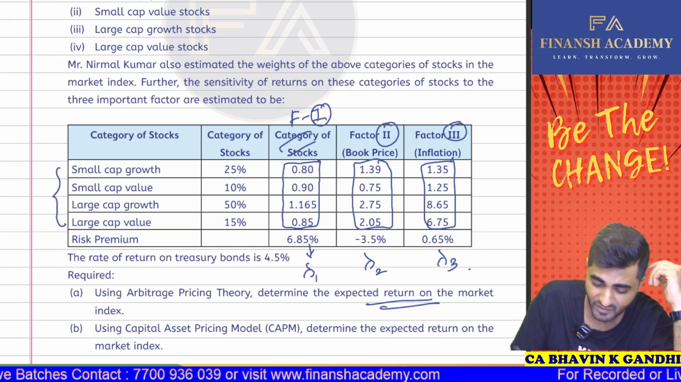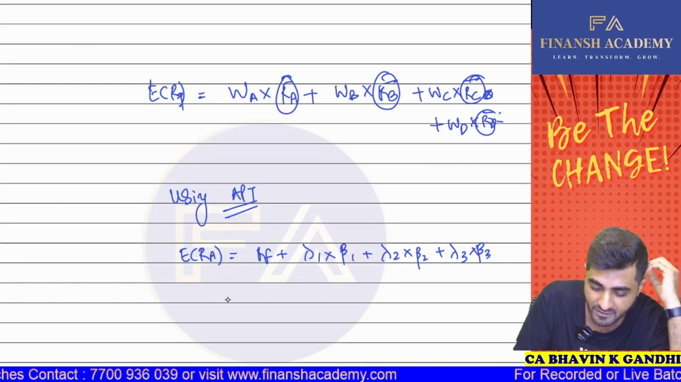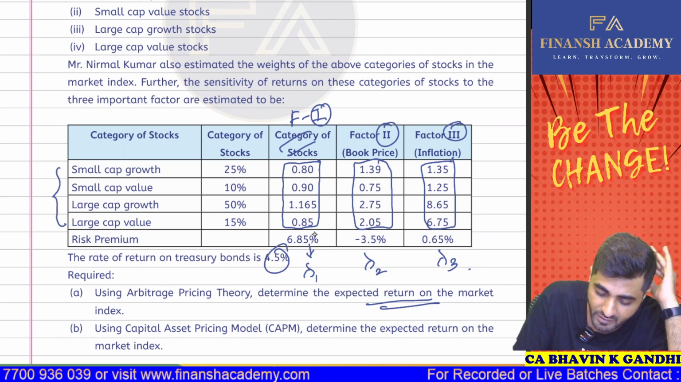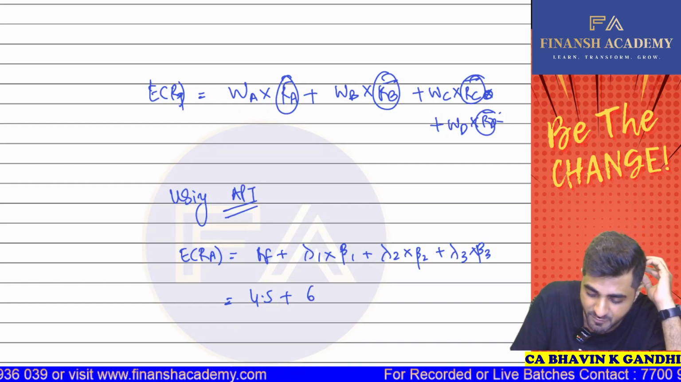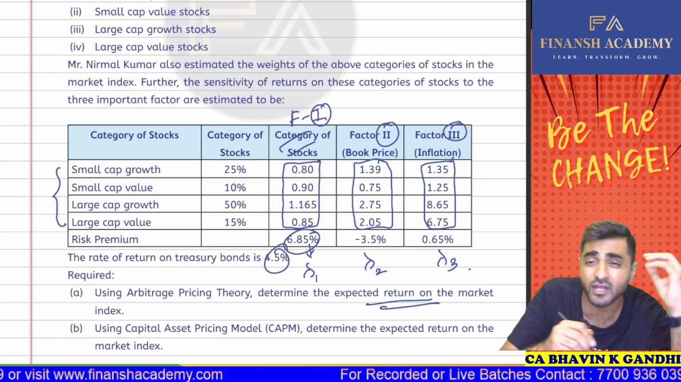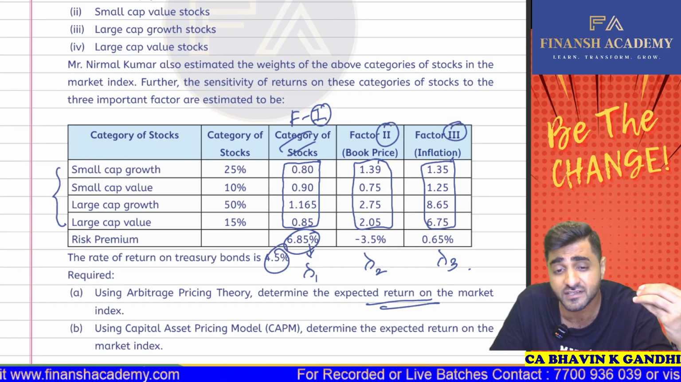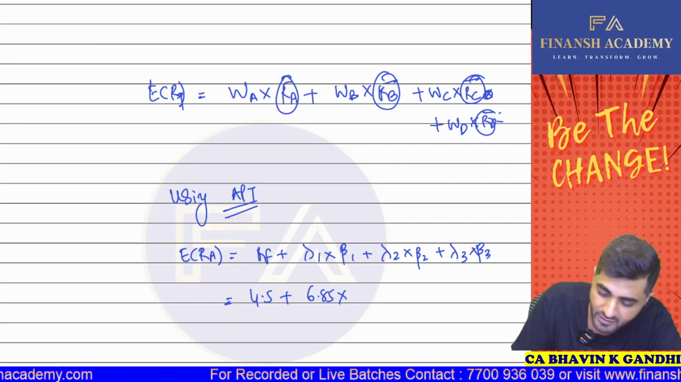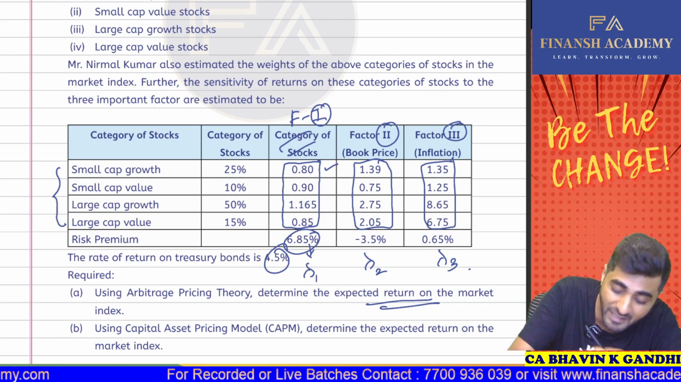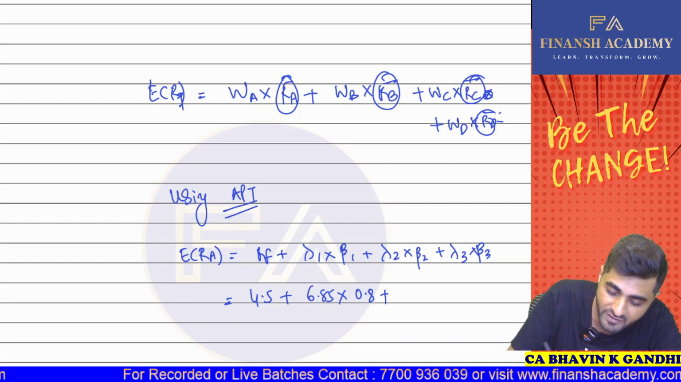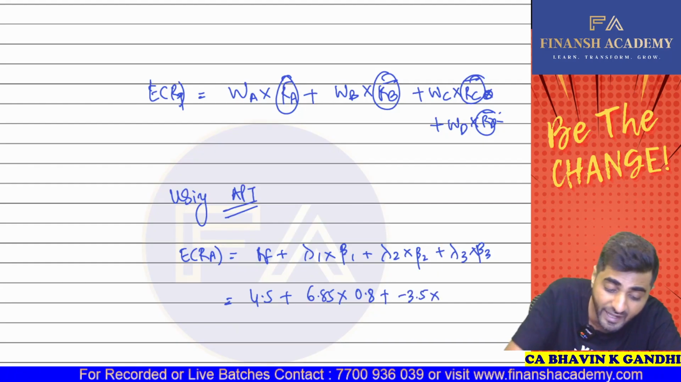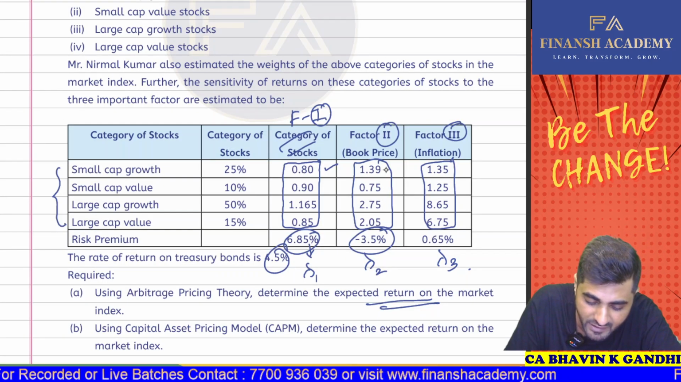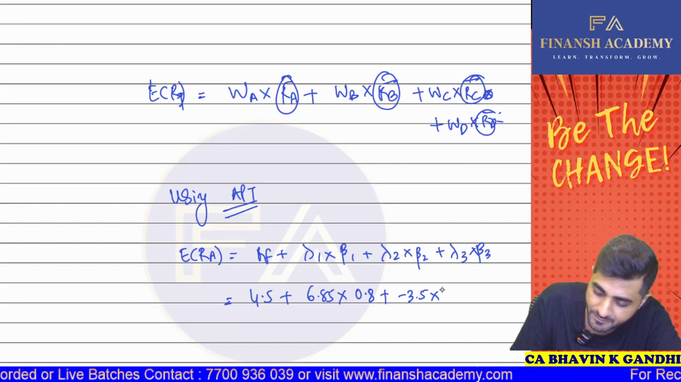So we have the RF available, which is 4.5%. So we can take 4.5 plus your lambda 1, 6.85, multiplied by beta 1. I'm just showing you how we can calculate the expected return for each and every security. For small cap growth, you know that it is 0.8, so I can multiply this by 0.8. What's my lambda 2? It is negative 3.5. So I can take negative 3.5 and multiply that by beta 2, which is nothing but 1.39.